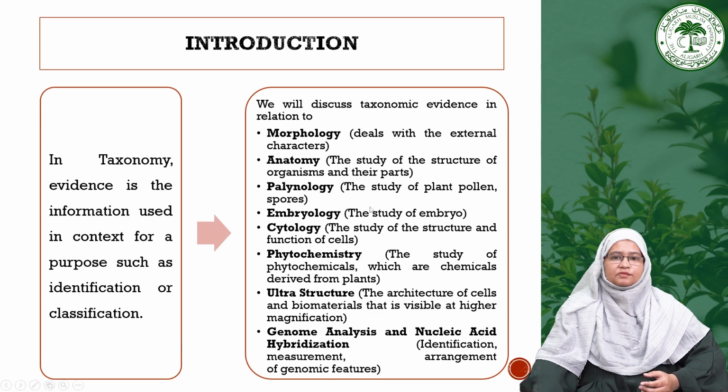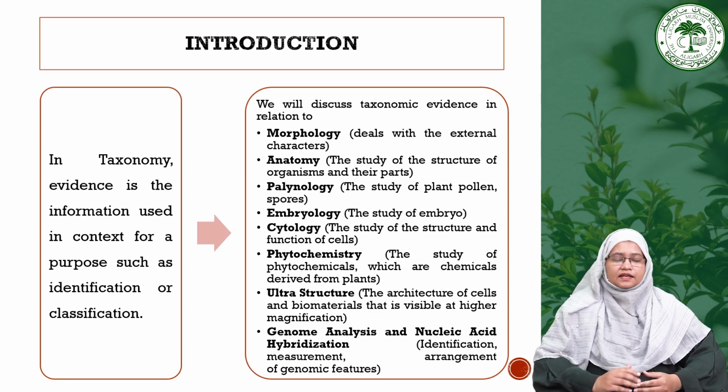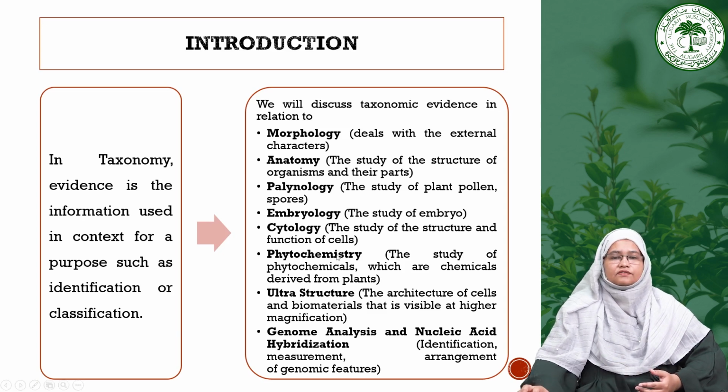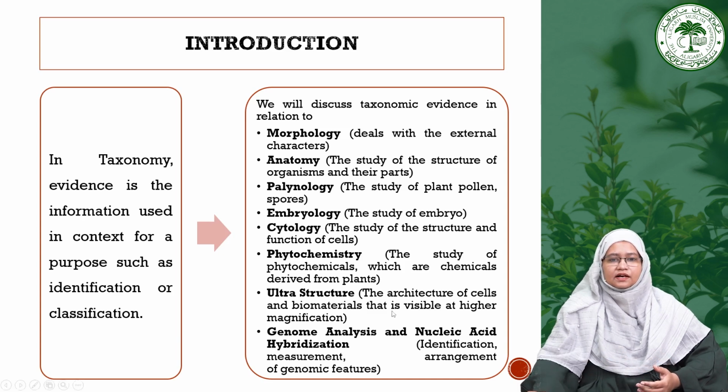Then palynology is the branch that is the study of pollen and spores. In embryology, we study the embryo, which also helps as evidence in taxonomy. Then next is cytology, which is the study of the structure and function of cells. The next in this category of evidences is phytochemistry, which is the study of phytochemicals, which are chemicals derived from plants. Then the next branch that helps in supporting plant taxonomy is ultrastructure, like the architecture of cells and biomaterial that is visible at higher magnification.